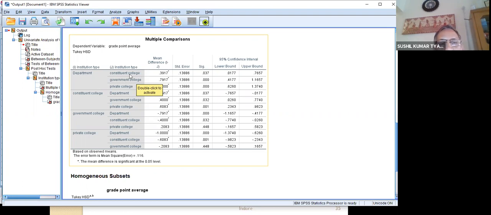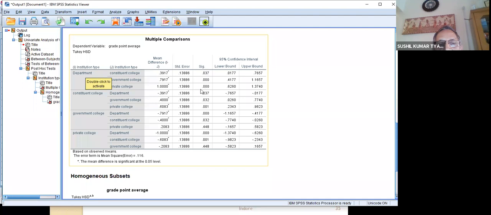So department, constituent college, 0.3197, department, government college. So you select the positive ones, I minus J, department, constituent college, positive. This is significant, because this is less than 0.05. Therefore, departments have significantly higher GPA than the constituent college. Now come to department and government college. 0.000, yes, it is also significant. So department has GPA greater than government college. And for private college also, yes.